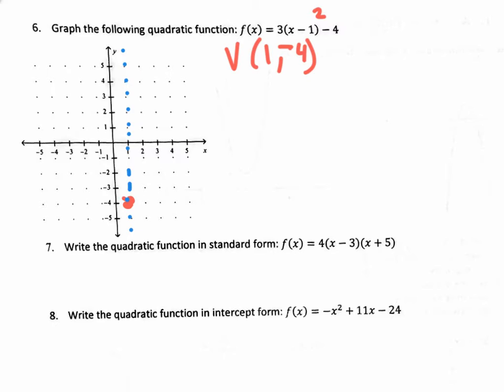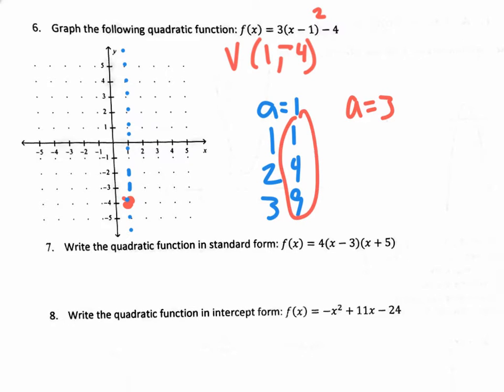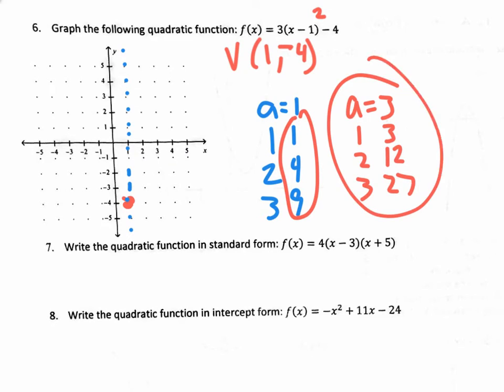So we could go to an XY table, or we could use the original pattern of A equals 1, which is 1, 1, 2, 4, 3, 9, and modify it to make it the new pattern of A equals 3, which would simply be multiplying these by 3. You'd get your new pattern of 1, and 1 times 3 is 3, 2, and then 4 times 3 is 12, and 3 and 9 times 3 is 27. Now that's your new pattern for the A value of 3.